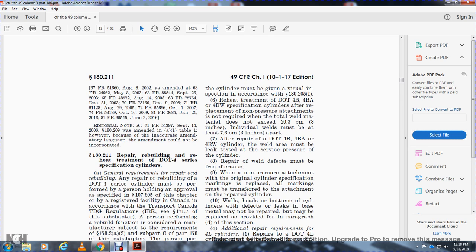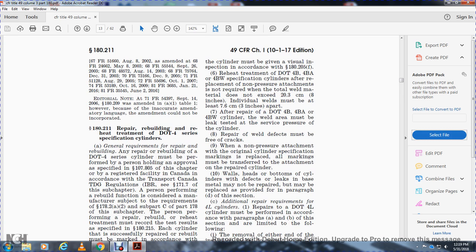For 4B, 4BA, 4BW specification symbol cylinders, to replace the non-pressure attachment now required with the total weight, if the material does not exceed 8 inches, the individual welds must be at least 3 inches apart. After the repair of 4B, 4BA, 4BW cylinders, the weld area must be leak tested at the surface pressure of the cylinder. Repaired weld defects must be free of cracks.